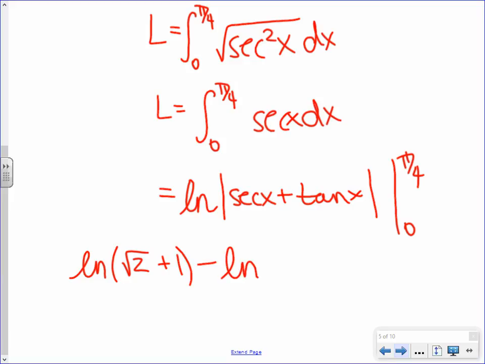Minus the natural log of the secant of 0, which is 1, reciprocal cosine. Shouldn't those be absolute values? Well, since our numbers are going to be positive, it's okay. Plus the tangent of 0, which is 0. And what's the natural log of 1?